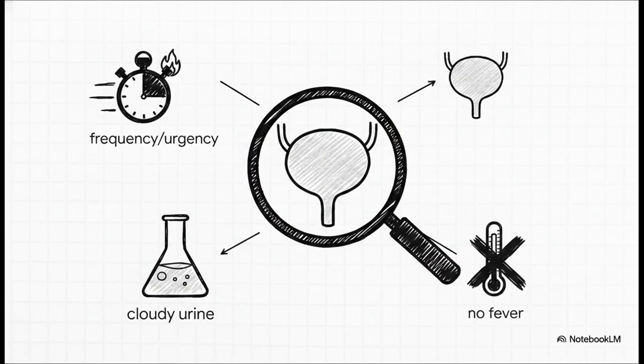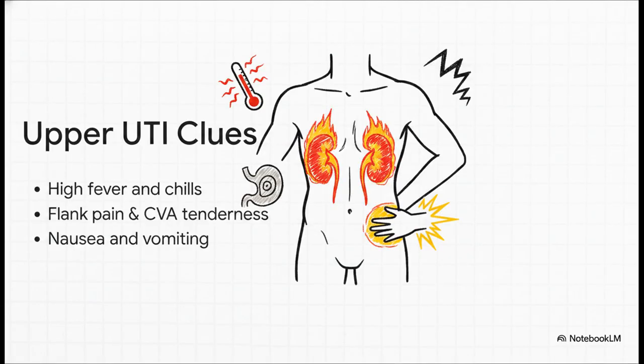But here's the kicker. Lower UTIs typically present with mild or honestly absolutely no fever. Conversely, if that infection ascends, well, the clues escalate dramatically. You're no longer just looking at localized discomfort. You are looking at blaring systemic warning signs. We're talking high fevers, shaking chills, distinct flank pain, and that classic costovertebral angle or CVA tenderness. All of this points straight to acute pyelonephritis. These patients feel systemically awful, often complaining of nausea, vomiting, and just general malaise.